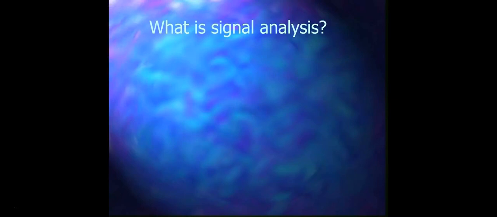So what is signal analysis? To learn about signal analysis, we need to know first what a signal is. A signal is an electrical current or voltage that either represents information or performs some useful function. Most signals are alternating current, sine waves, or combinations of sine waves. A signal can be viewed in either the time or frequency domain.